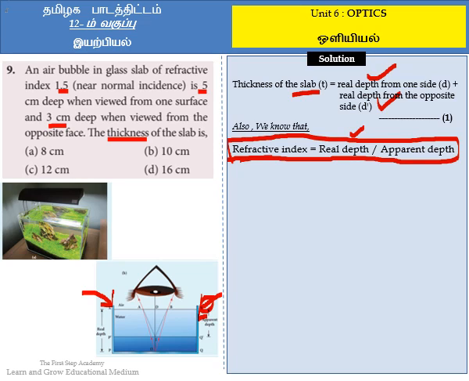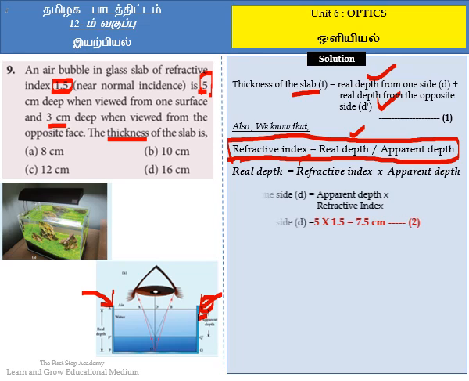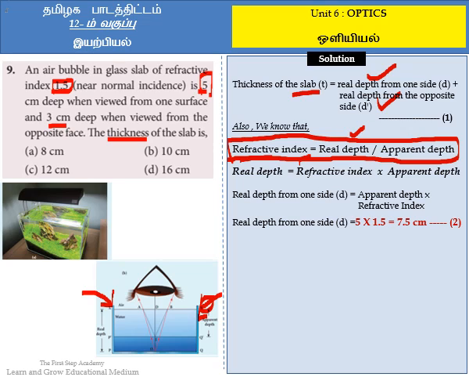Now I need to find the real depth. What I have to do is bring this apparent depth to the other side. So the real depth is equal to refractive index into apparent depth. That's the formula that we got. We know the value of refractive index is 1.5, and the apparent depth of one side I have taken as 5 centimeter. By multiplying these two, the real depth of one side, which I have taken as D: 5 is the depth and 1.5 is the refractive index. So 5 into 1.5 is 7.5 centimeter.